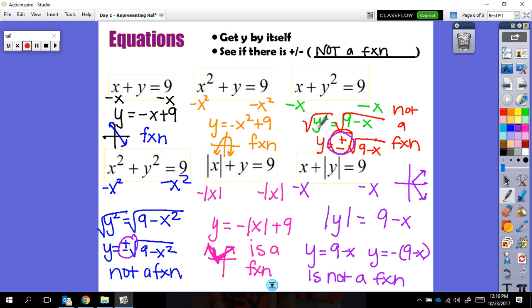So if you look at where plus or minuses come from, taking an even root, so if this had been a fourth root it would pop a plus or minus, a square root pops a plus or minus, absolute value pops a plus or minus, okay? And that's absolute value on the y, even roots on the y, okay? All right, a couple more things and we're done.